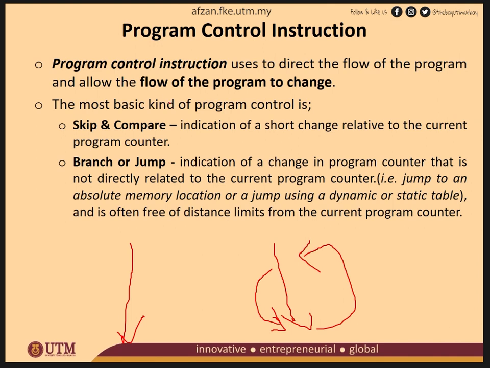Okay, the most basic kinds of program control are skip and compare. This one is an indication of a short change relative to the current program counter, and the second one here is a branch or jump, an indication of a change in program counter that is not directly related to the current program counter.